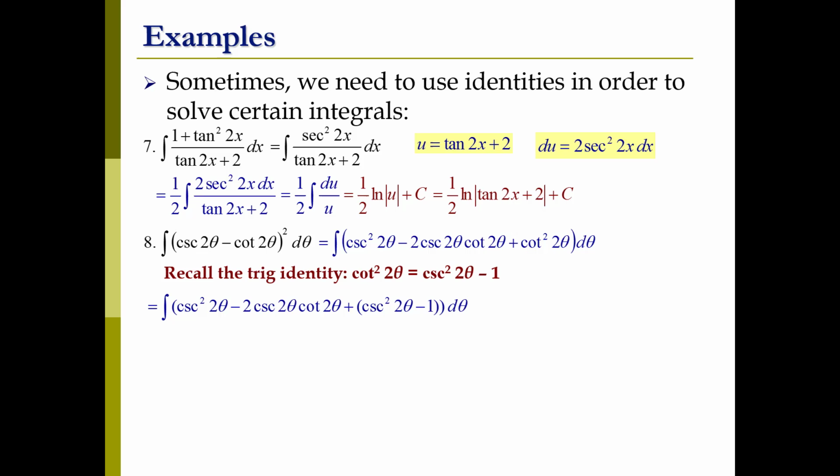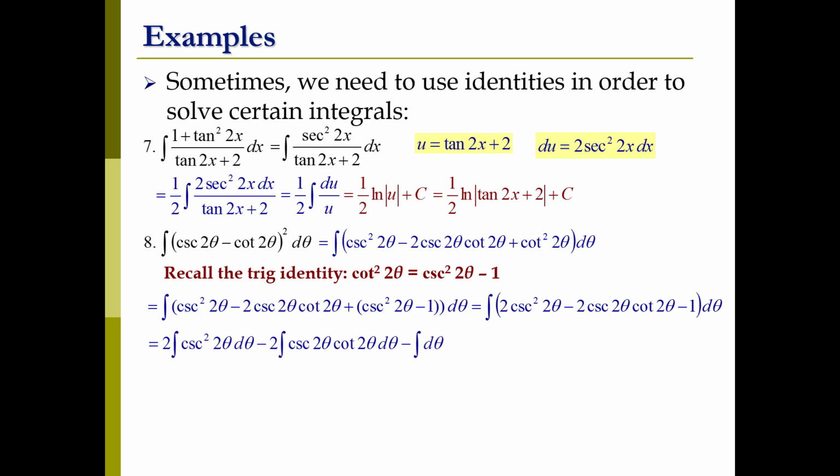That being said, I could replace cotangent squared 2 theta with cosecant squared 2 theta minus 1. If we do that, combine like terms, we'll end up with 2 cosecant squared 2 theta minus 2 cosecant 2 theta cotangent 2 theta minus 1. We can now separate this, and we'll end up with 2 antiderivative of cosecant squared 2 theta d theta minus 2 antiderivative cosecant 2 theta cotangent 2 theta d theta minus the antiderivative d theta.